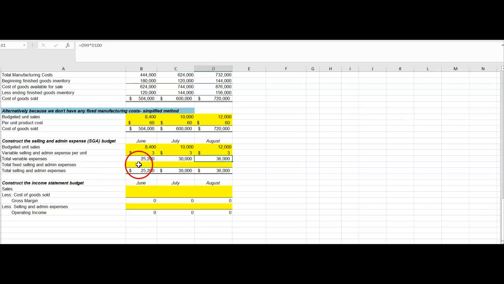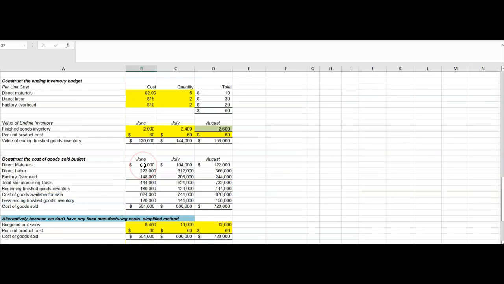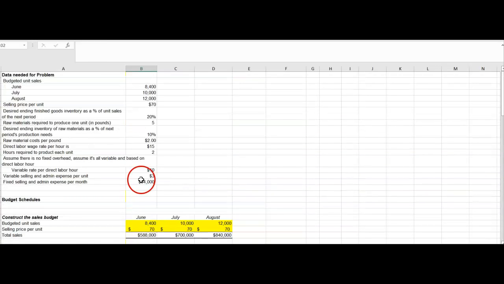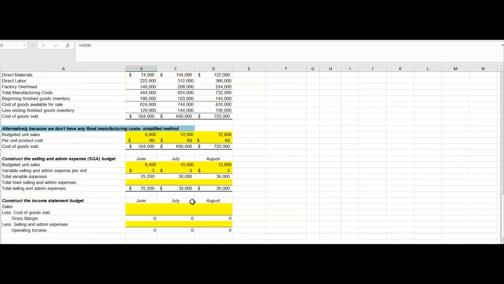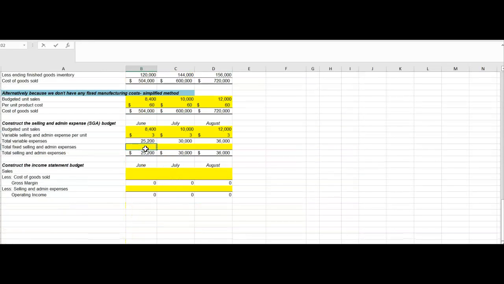And then our fixed is going to stay the same each period. Scroll back up and look at that again. Okay, $54,000 each month. So I'm going to fill that in. So this is going to be our total selling and admin expenses for each period.